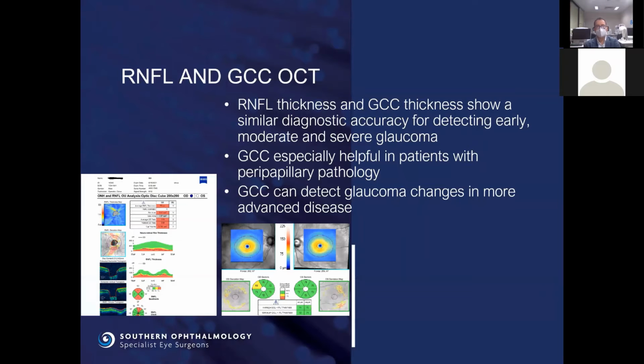So retinal nerve fiber layer and ganglion cell thickness have both been shown to be of similar diagnostic accuracy for detecting early, moderate, and severe glaucoma. Ganglion cell complex is especially useful in patients with peripapillary pathology, as the retinal nerve fiber layer scans are particularly unreliable in those situations. And ganglion cell complex can detect glaucoma changes in more advanced disease.